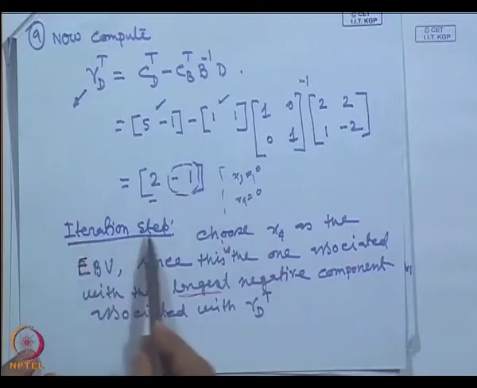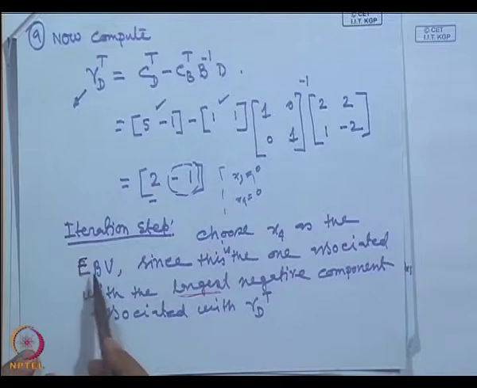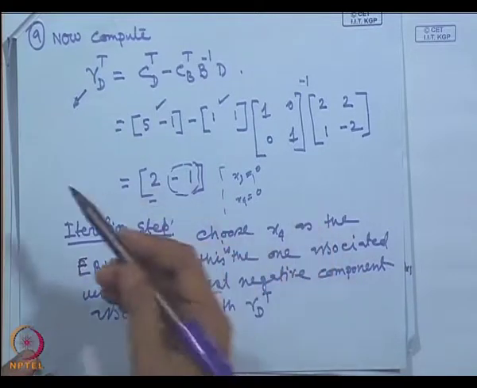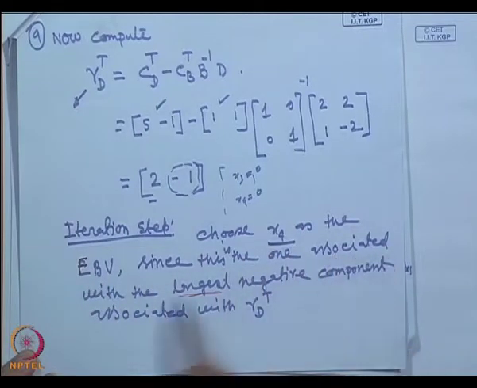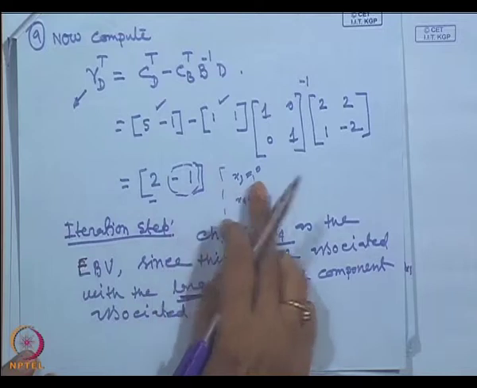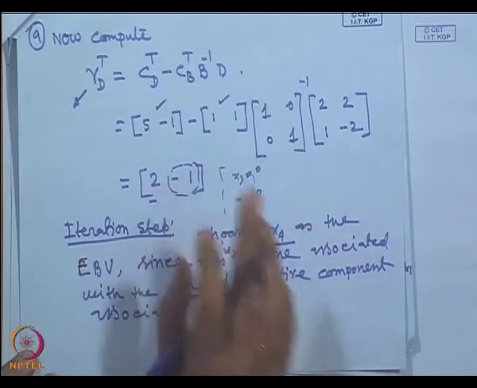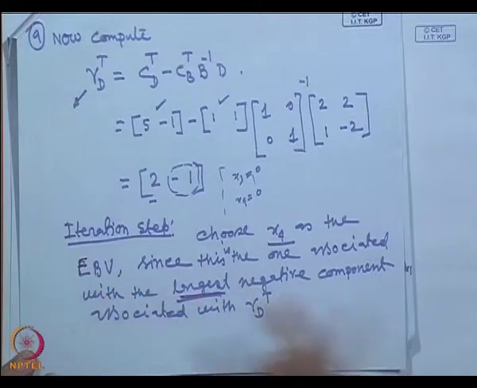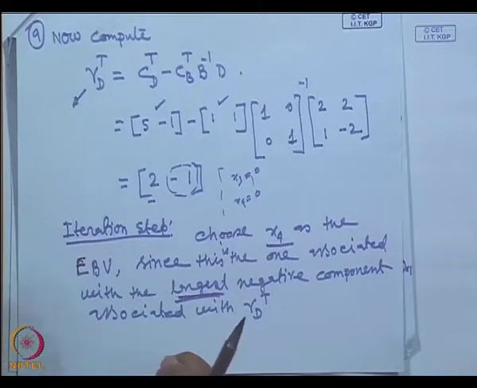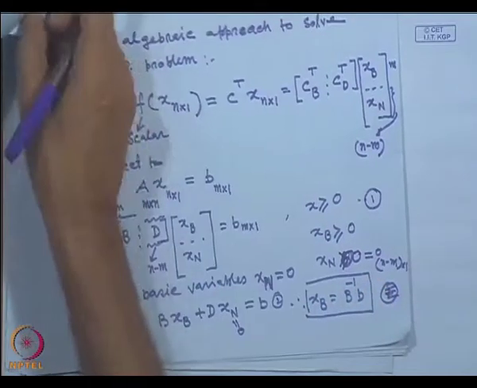So, from this we choose x 4 as the entering basic variable, going from non-basic to basic, and this is associated with the largest negative component of R D transpose. Suppose we have more than 2 negative numbers, then whichever is largest, you will consider as the entering basic variable, because if you take the largest negative component of R D as the basic variable, it will reduce the function value faster compared to the other negative values, or you can say in a better way. So, this we discussed in the last class.